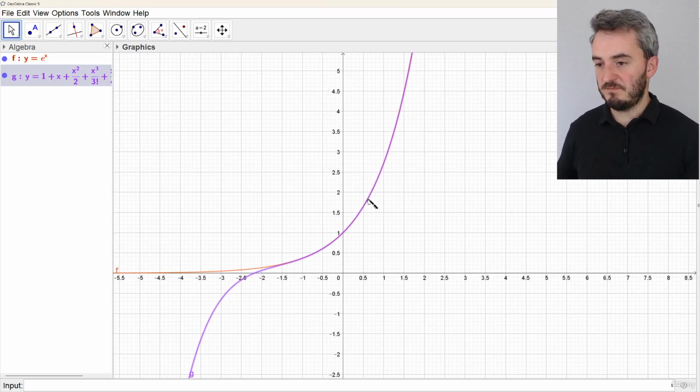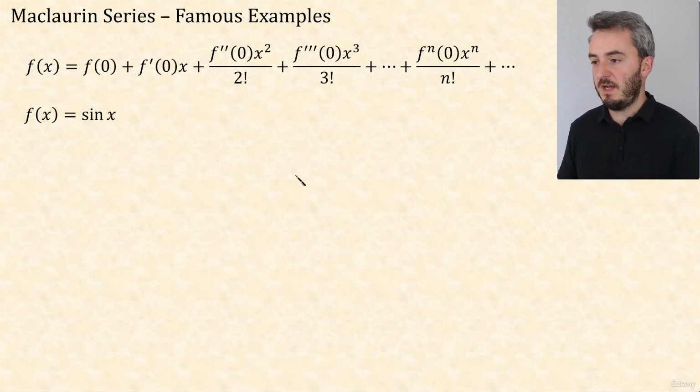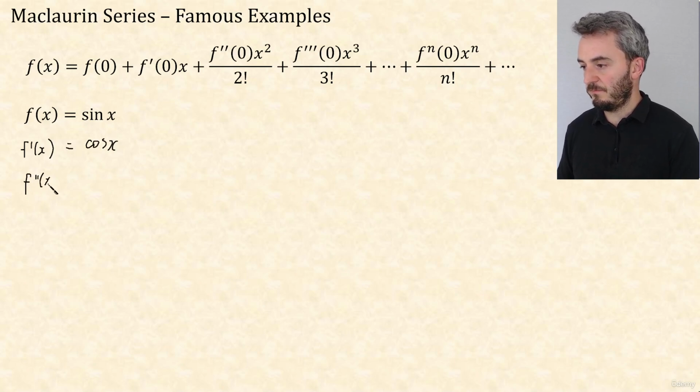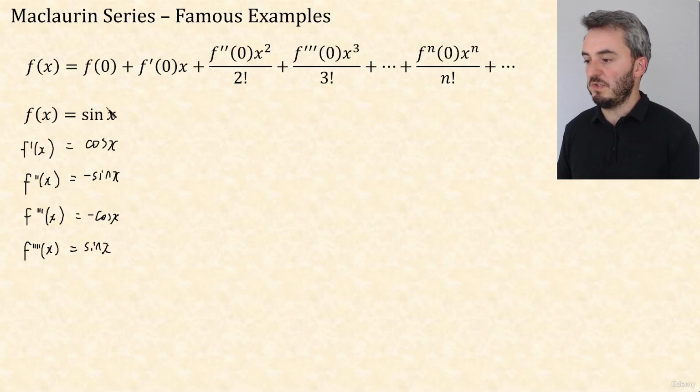So that's e to the x. Let's have a look at sine x now. To find the Maclaurin series, we're going to need a stack of higher derivatives. So the first derivative is cos x. The next derivative is minus sine x. The next derivative is minus cos x. And then the fourth derivative, we are back to just sine x. And so this one repeats. It's periodic. It just goes sine, cos, minus sine, minus cos.